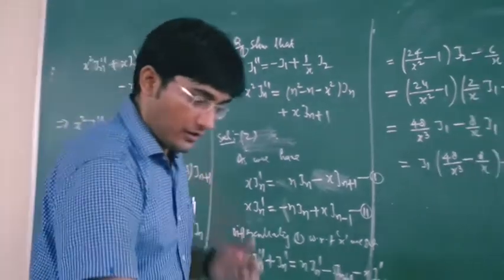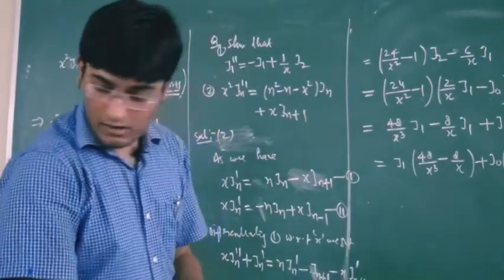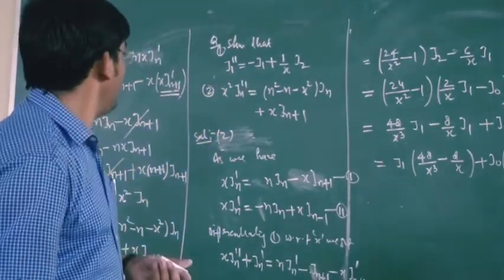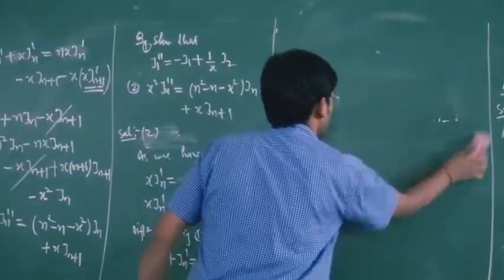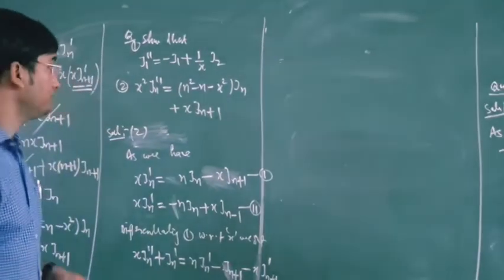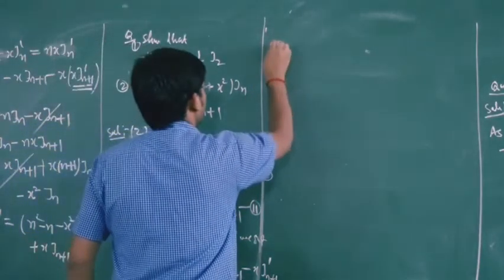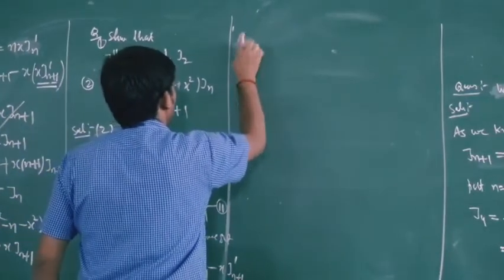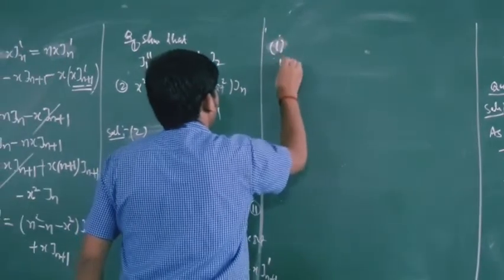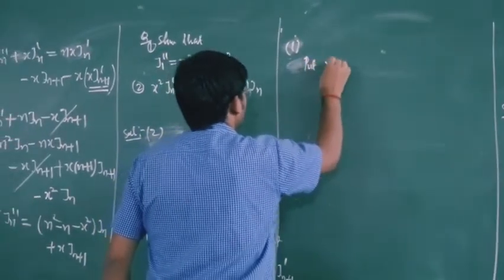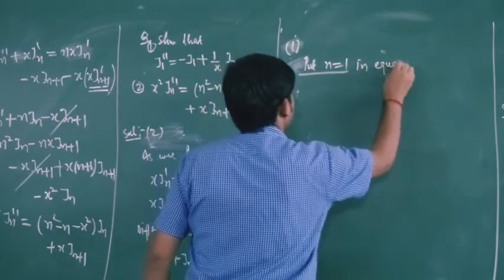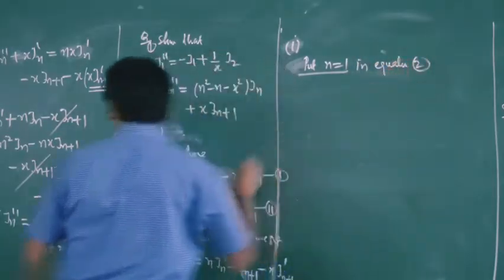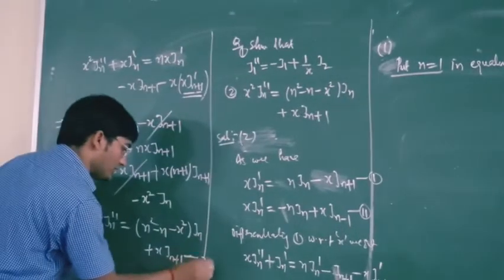Now for the first part, let us put n equal to 1. So solution for the first part, put n equal to 1 in equation number 2. So put n equal to 1 in this equation number 2.